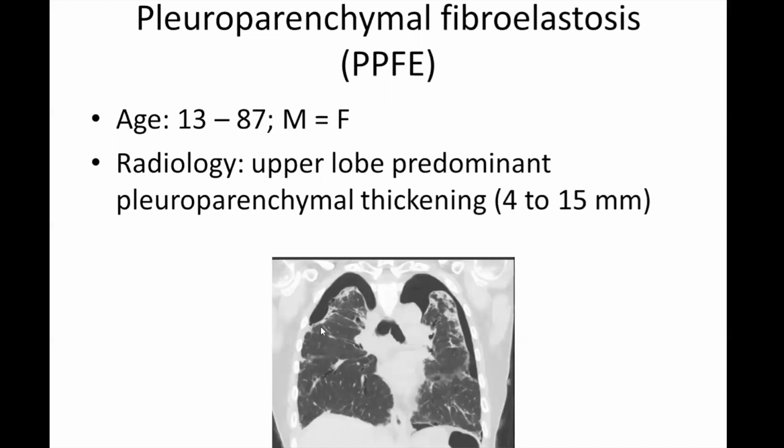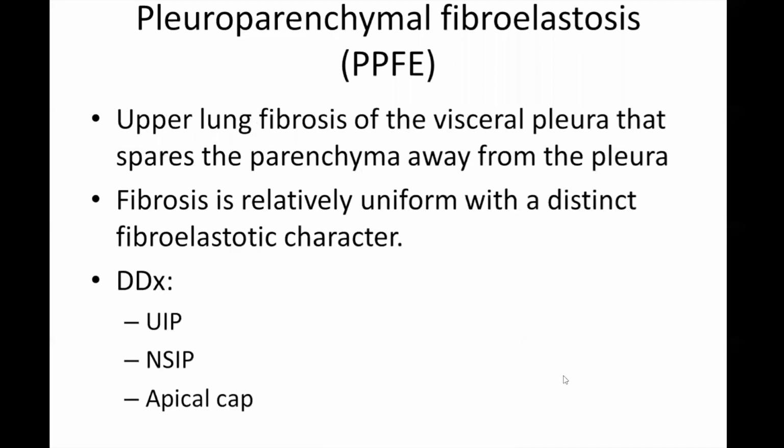What you see is this diffuse pleural parenchymal thickening that is on the order of 4 to 15 millimeters, more prominent within the upper lobes. And so what we see on slides is this upper lung fibrosis of the visceral pleura that spares the parenchyma that's away from the pleura. As I was describing, this fibrosis has a relatively uniform character, with this distinct fibroelastotic nature.